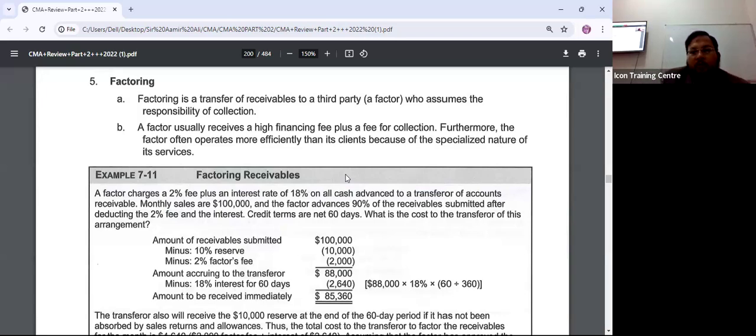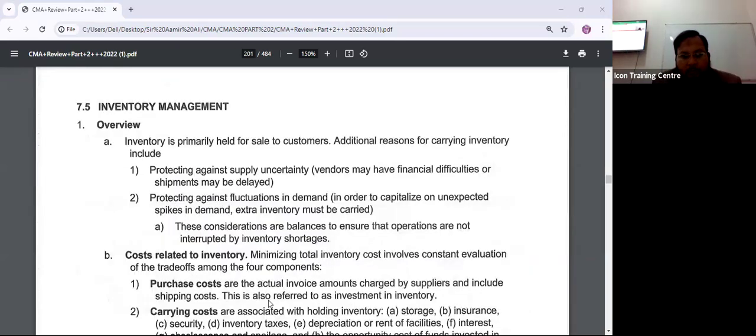So if you sell your $100,000 receivable to the bank, they will immediately give you 85,360. They are charging you interest for 60 days because after 60 days they will be receiving the money. And 2% is the factor fee, their service charge, and 10% is what they hold.